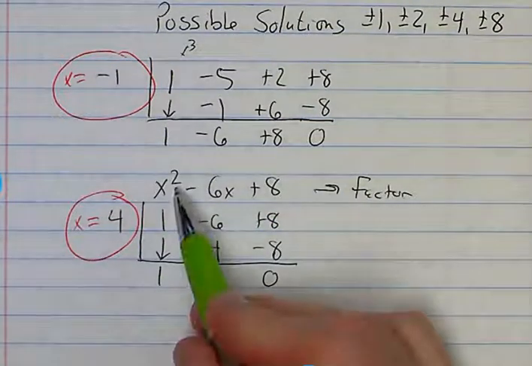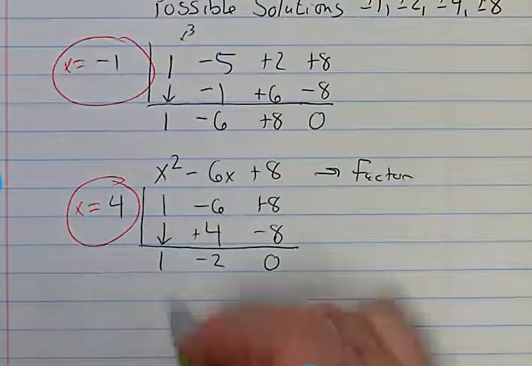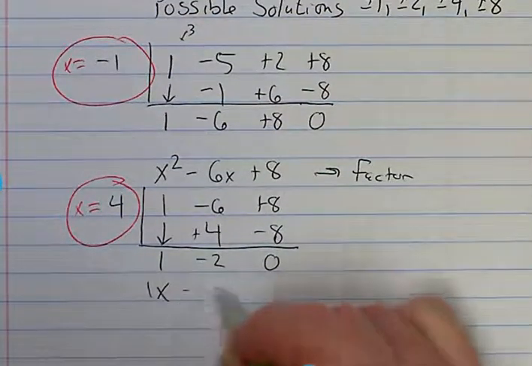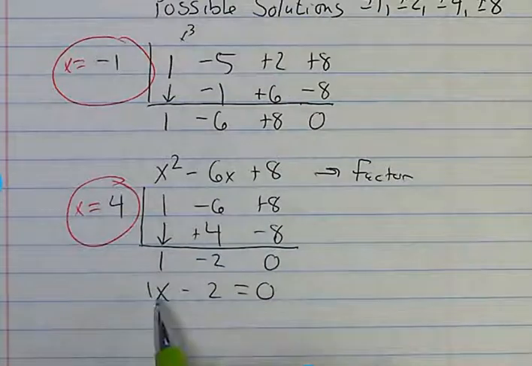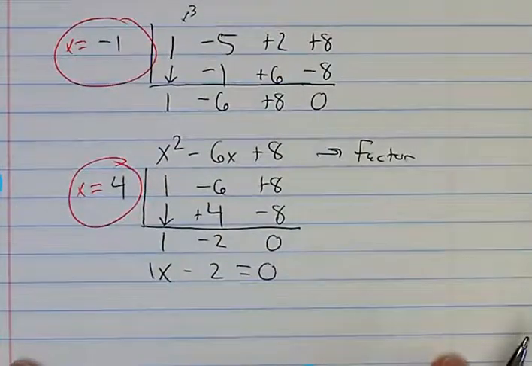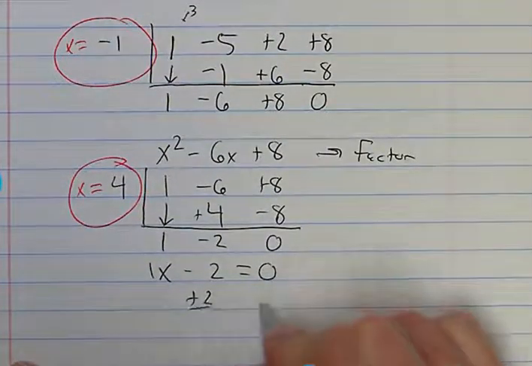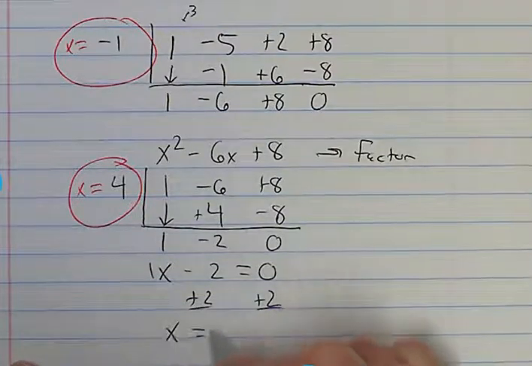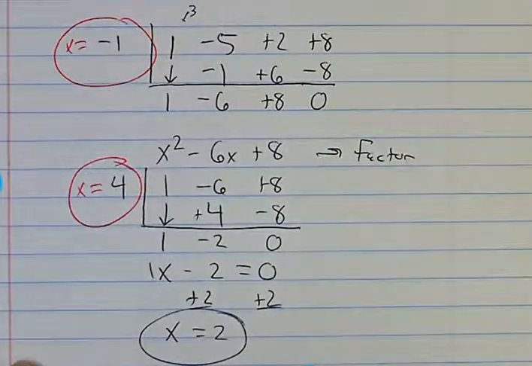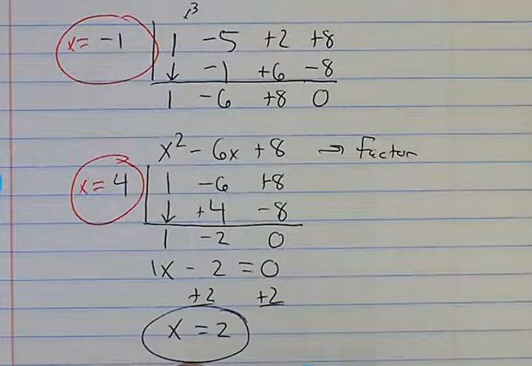And since this one started off with x squared, that means this answer starts off with just x, so that's 1x minus 2 equals 0. And that's just an x to the first power term, right? So this one you can just add 2 to both sides, and there's your x equals 2. So there's your 1, 2, 3 solutions we're looking for in this thing.